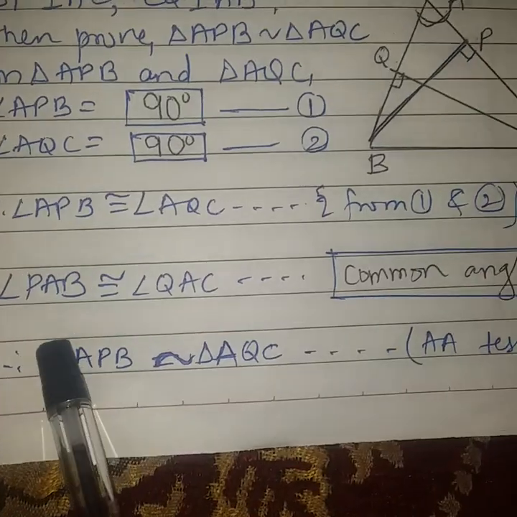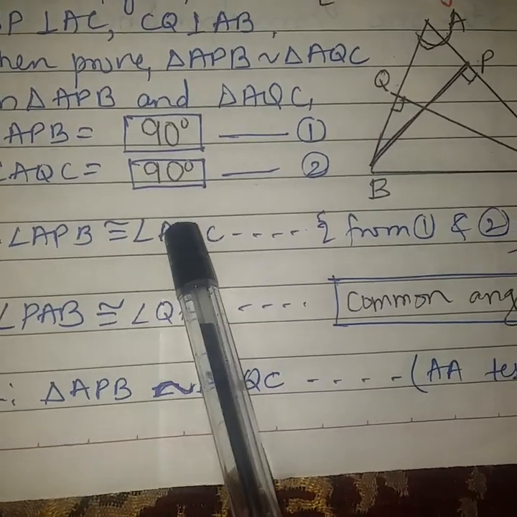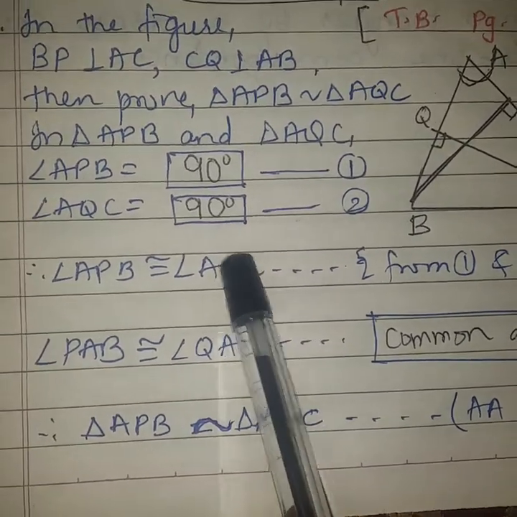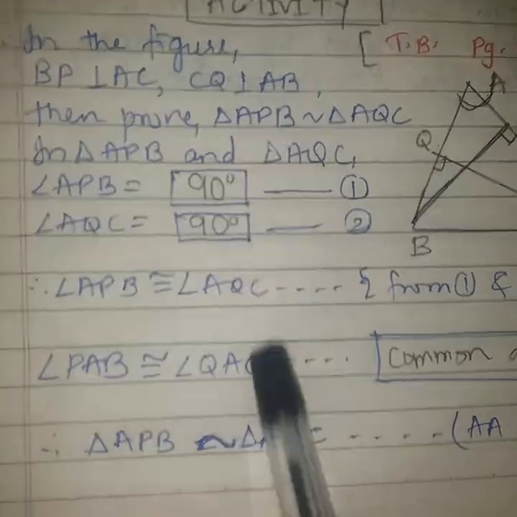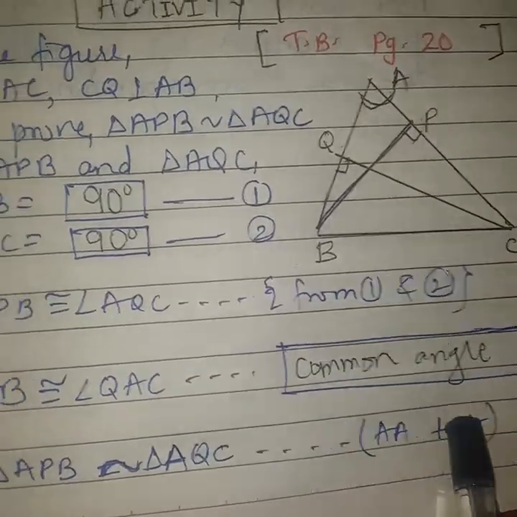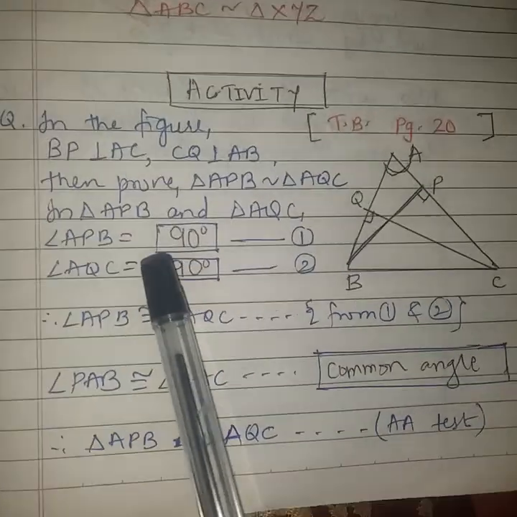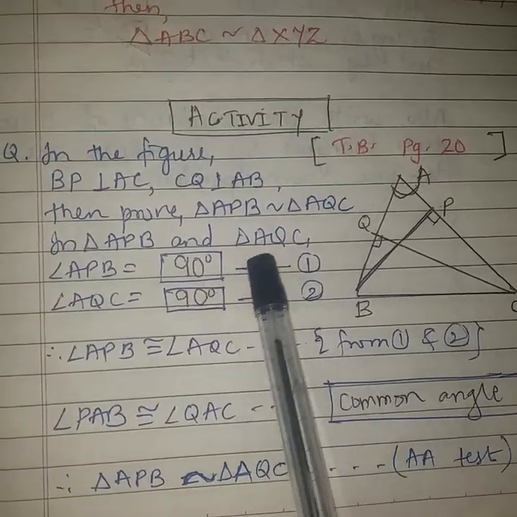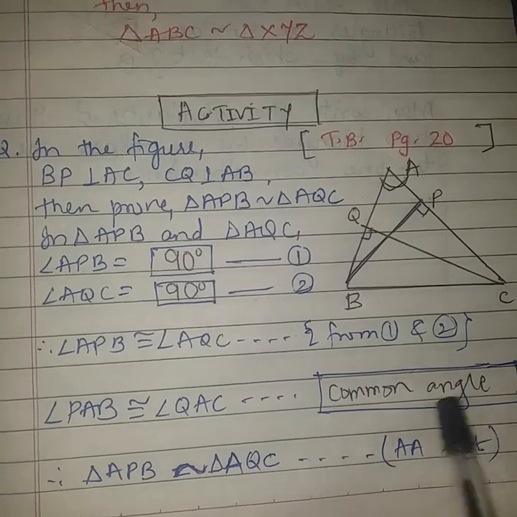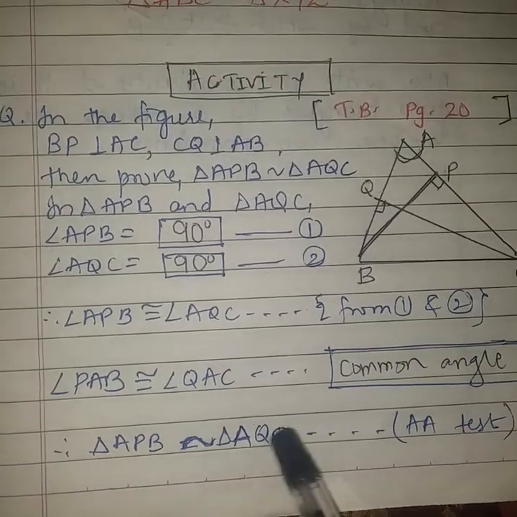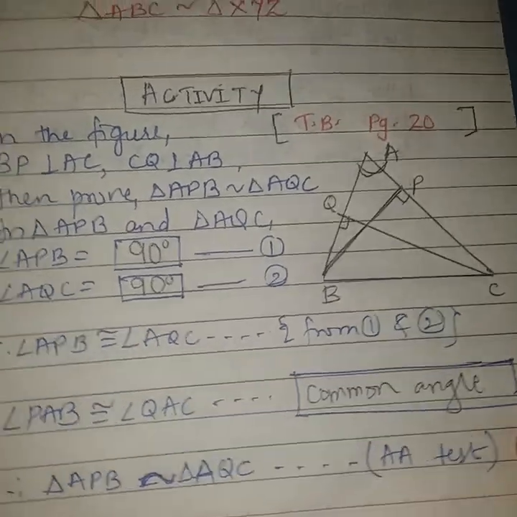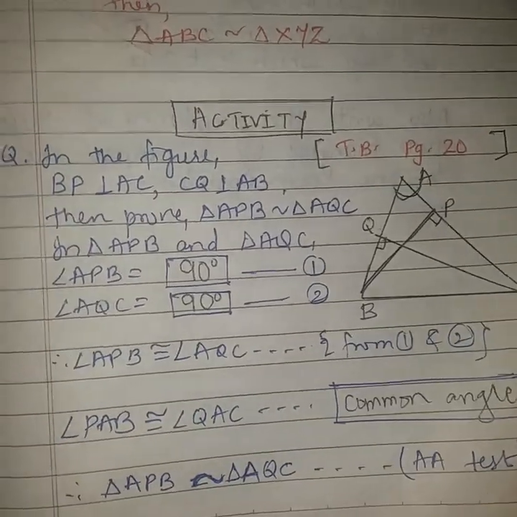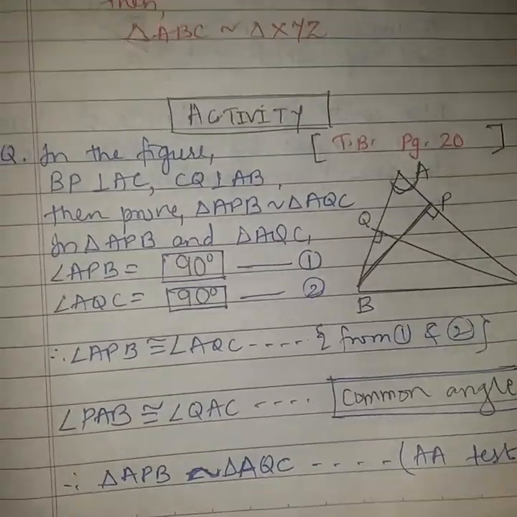Therefore, as I told you before, two angles are enough to prove two triangles similar. So triangle APB is similar to triangle AQC by the AA test for similarity. So it was a simple activity. You just need to write the two right angles and give the reason as common angle, and the two triangles are hence proved similar by the AA test for similarity. So this was a question based on the AA test, one of the tests of similarity.